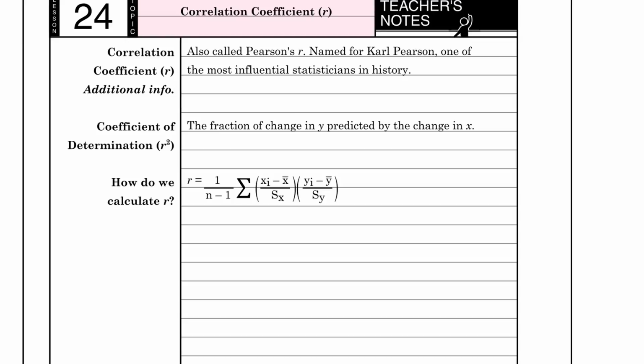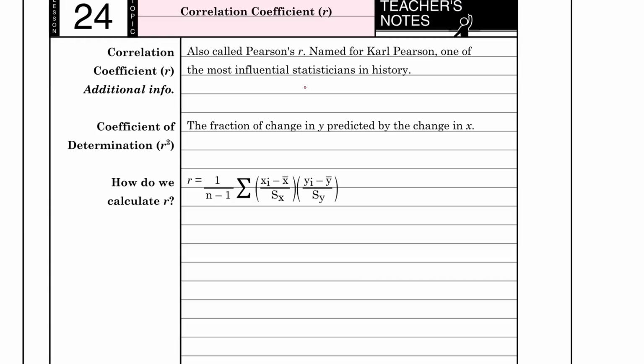In lesson 24, we'll be talking about correlation coefficient, and we use lowercase r to represent that. Correlation coefficient is also called Pearson's R. That's the more formal name. There's several correlation coefficients, and the default, when you hear R in general, they're speaking of Pearson's R. It's named for Karl Pearson. He's a British statistician, late 19th, early 20th century. He's one of the most influential statisticians in history.